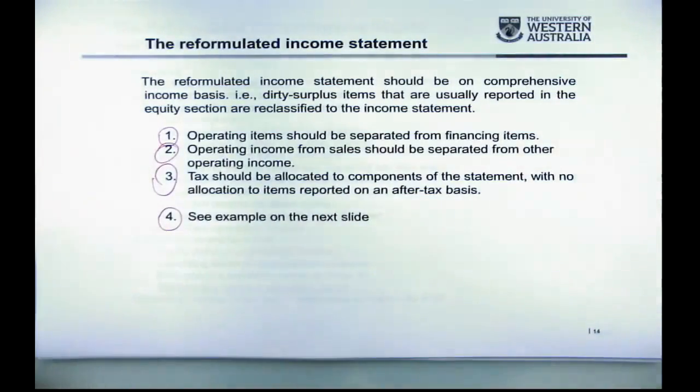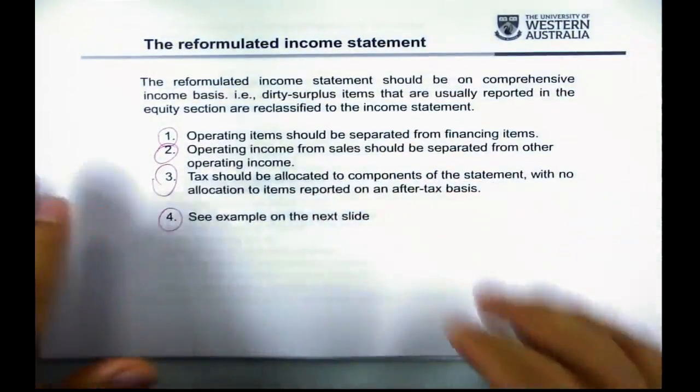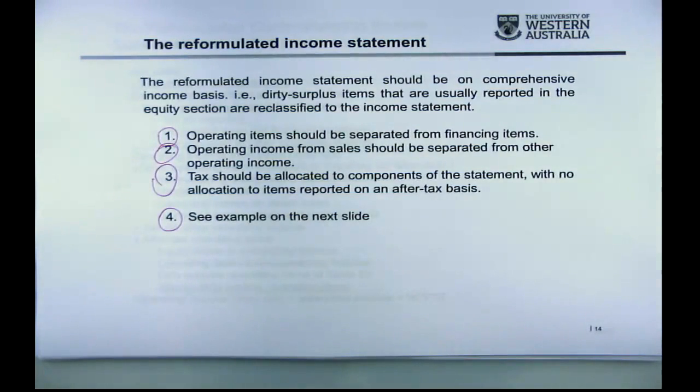And something else very important, we need also to restate the income statement such that we report the comprehensive income statement, which means that any gains or losses reported under the equity section should be also reported under the restated income statement. Make sense? So in other words, we need to see the full picture. When we restate the income statement, we need to see the full picture. Operating income from sales isolated from other operating income. Other non-recurring items also should be taken into consideration.